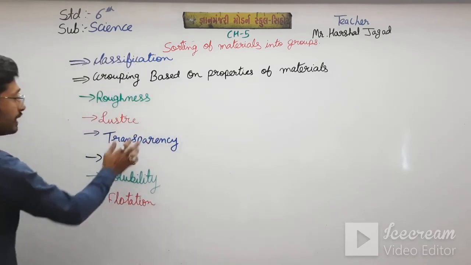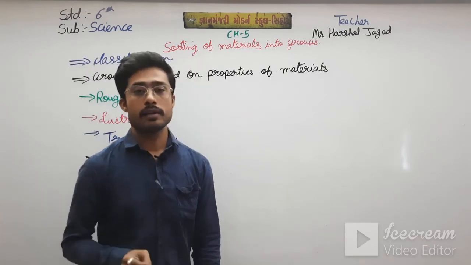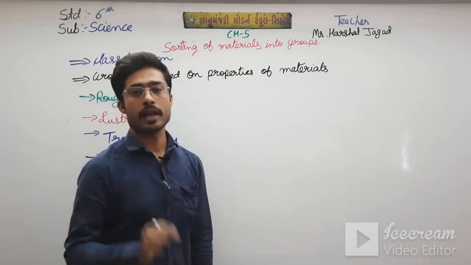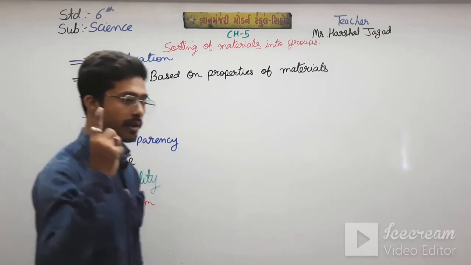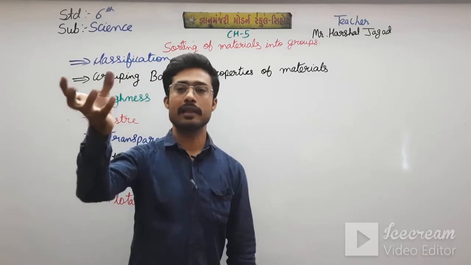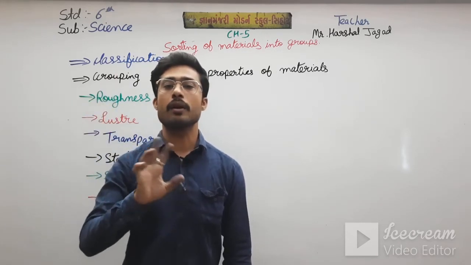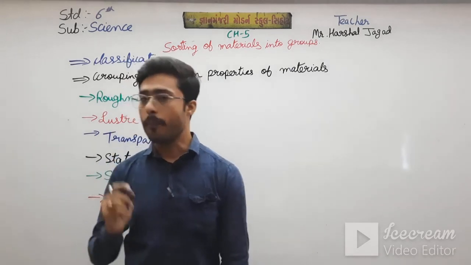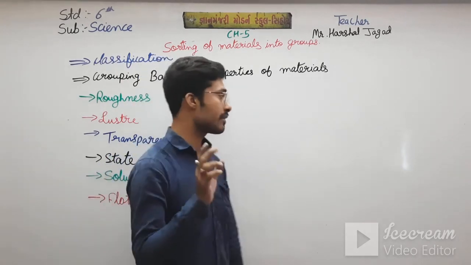Then comes luster, which means shining. If you see gold or silver jewelry, it is shining, but if you see wood, it will not shine. Okay students, that is luster. And transparency, in that we have seen transparent, translucent and opaque. Transparent means all the light will pass through it, translucent means only some of the light will pass through it, and opaque means it will not pass the light.